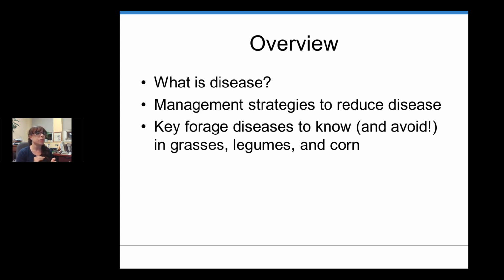And then I'll highlight a few key diseases that you might want to know and try and avoid in grasses, legumes, and corn. And I recognize that there's a much bigger world out there, but just for the sake of sticking to the time limit today, I tried to just highlight a few of the more interesting characters out there.